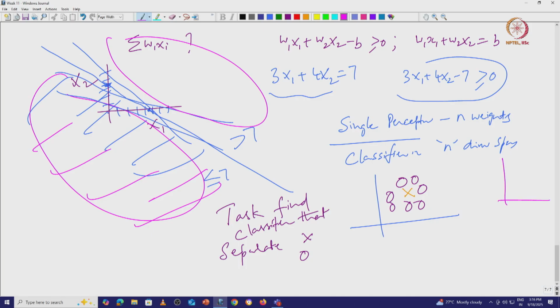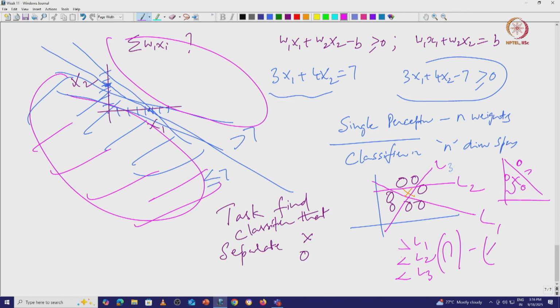Please note that I cannot find a single classifier which separates. So, what do I do? I find one classifier, find one more classifier, then find a third classifier. So, this is a line L1, this is a line L2, this is a line L3. So, basically something less than L2, something less than L3, the intersection of all this will separate out all x's from all zeros. So, basically you need 3 lines, 3 linear separators.